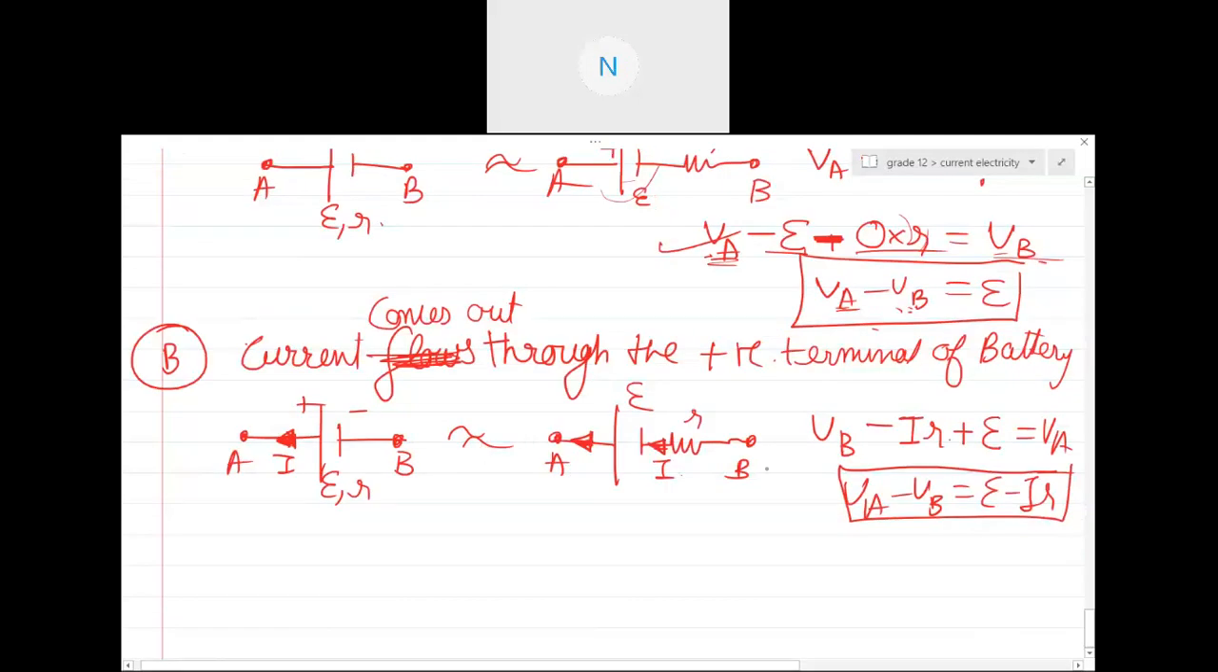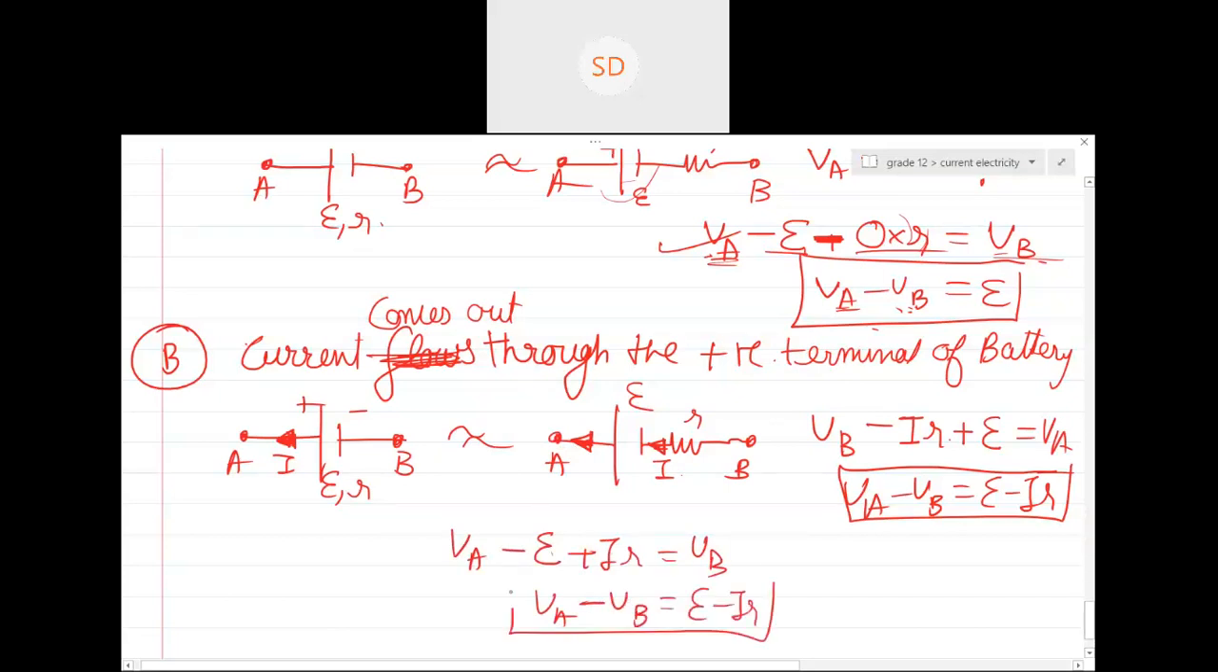This is your open circuit Kirchhoff. You start from any 2 points. It doesn't matter whether you are going from A to B or B to A. You get the same answer. If you start from point A, you will get VA minus E plus IR is equal to VB. When you solve it and move this over here, VA minus VB is still equal to E minus IR. They are one and the same thing, guys. It doesn't matter where you start.